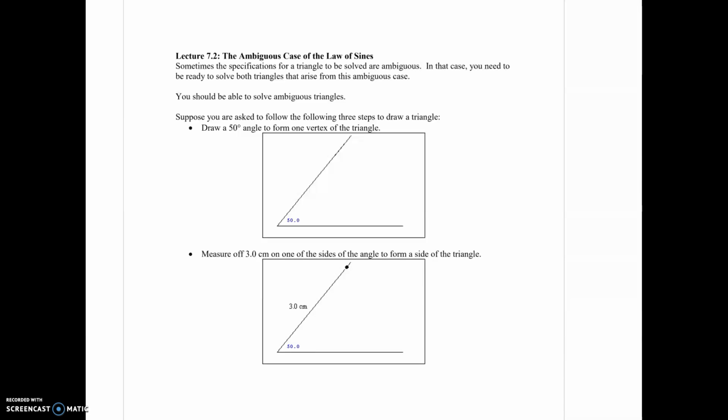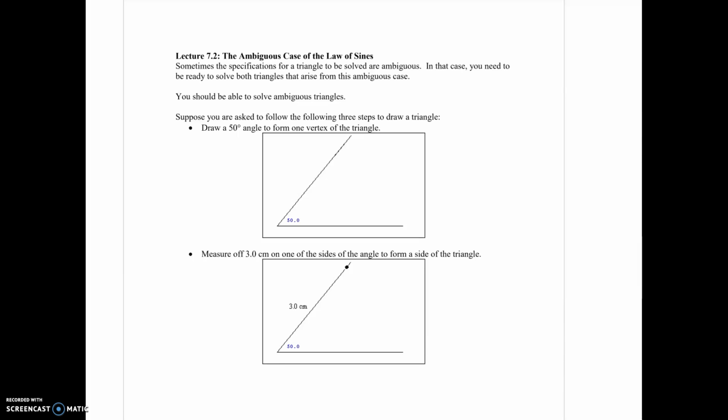All right, guys. So in this lecture 7.2, the ambiguous case of the law of sines. Sometimes the specification for a triangle to be solved are ambiguous. In that case, you need to be ready to solve both triangles that arise from this ambiguous case. So you should be able to solve the ambiguous triangle.